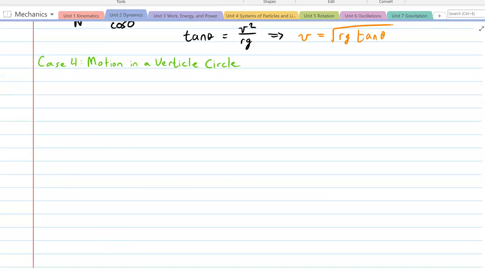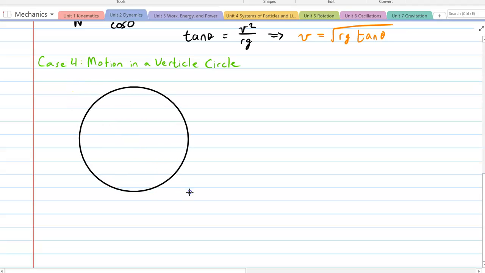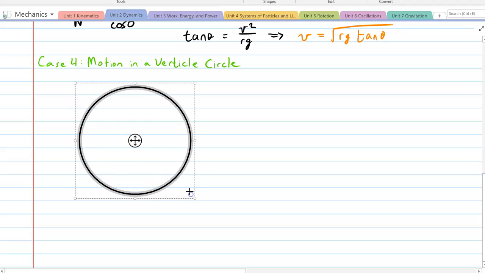We're going to do another example. Now we want to look at motion in a vertical circle, right? All our previous examples dealt with horizontal stuff. Now we're going to actually look at vertical. And this is actually a little bit more difficult than thinking about horizontal, because it does matter where we place our particle, because it does experience different things at different times.